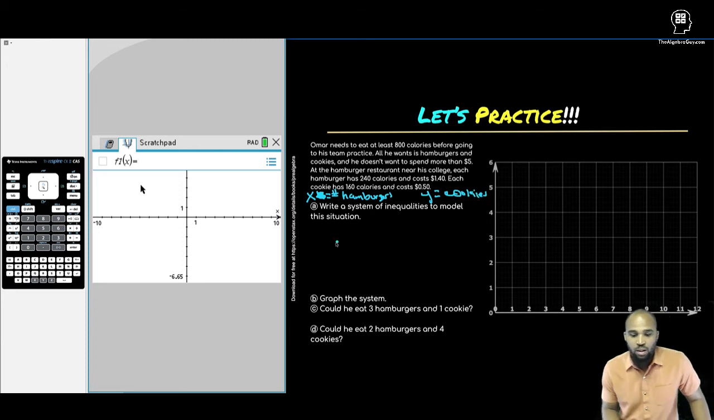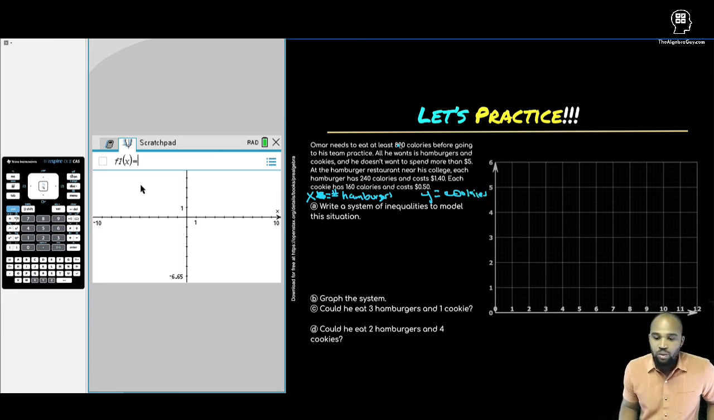All right, so let's write a system here. So what do we know? We know that he at least wants to eat 800 calories, which eating cookies and hamburgers is going to get you there pretty quickly. That's just a side note. But we need at least 800 calories. So we can have equal to or greater than. So it can be equal to 800 or greater than 800.